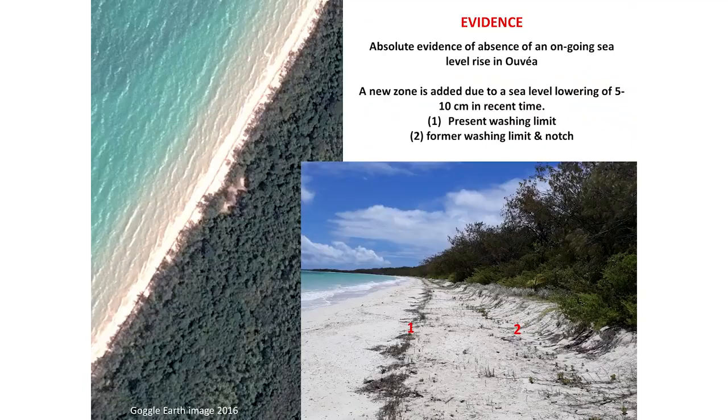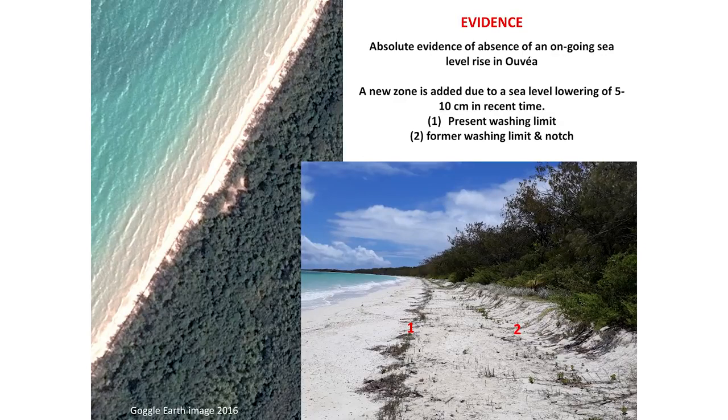Then, and this is interesting, you can see this huge beach, and if you look at this, this is the present shore. Not so long ago, the washing limit of the sea went here. The washing limit, the waves, and here you have the new washing limit. So the sea has not risen. It has gone down 5 centimeters. This level is 5 centimeters higher than that level.